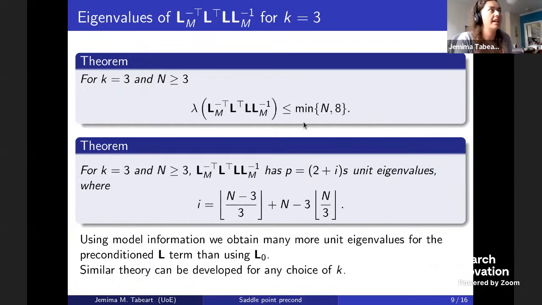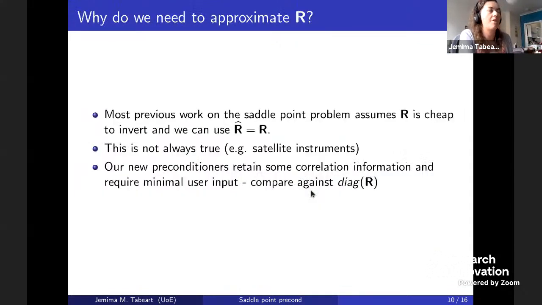The theory I presented here is specific for the case k is 3, but we can get similar results for larger values of k. In particular, the upper bound on the maximum eigenvalue will increase as we increase k, and the number of unit eigenvalues will also increase. Great. So our next thing we want to consider is the approximation to the observation error covariance matrix.